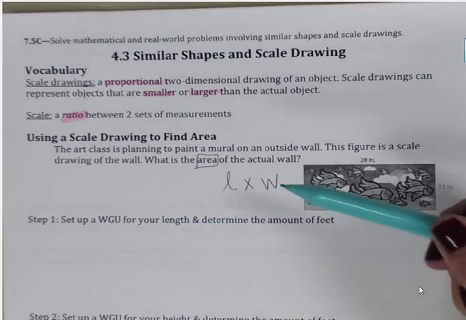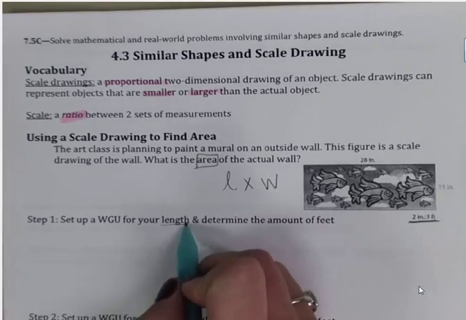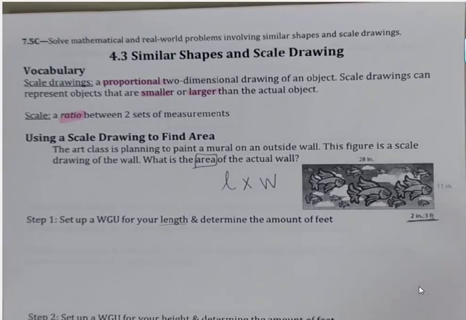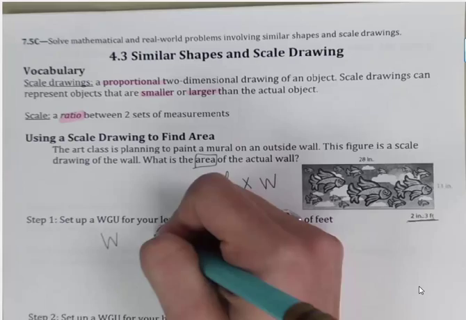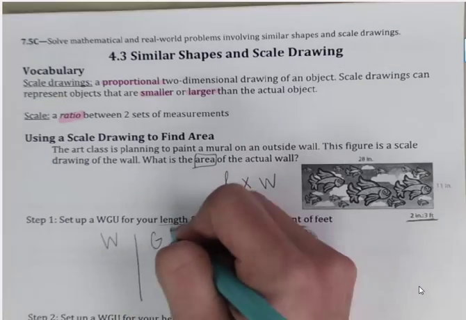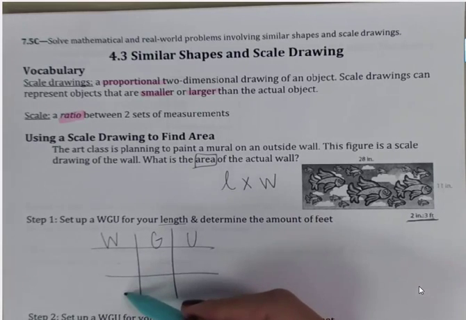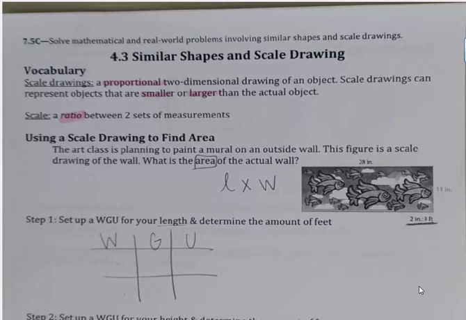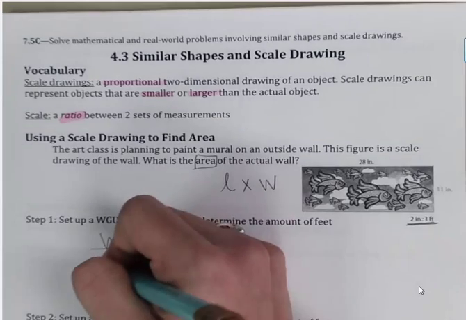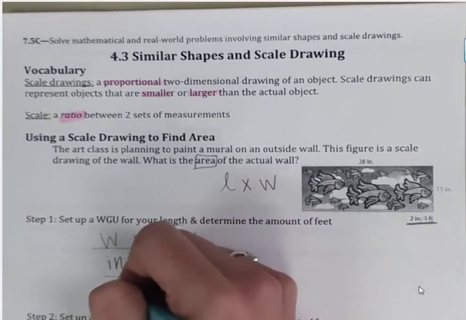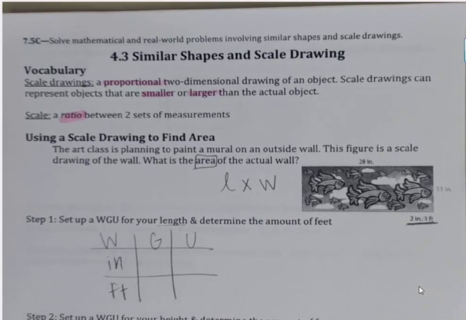So my first step is to set up a WGU for your length and then determine the amount of feet. WGU. Now, normally when we're talking about similar figures, you would have been right if you put short side over long side. But right now we're not going to do that. Right now we're talking inches to feet. We're kind of going back to conversions a little bit.